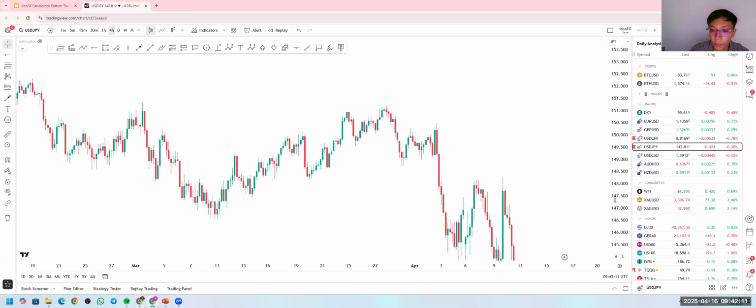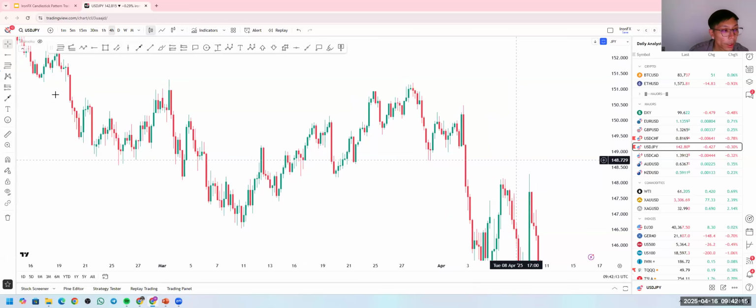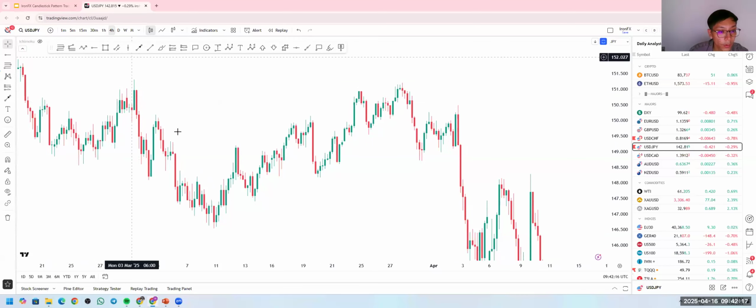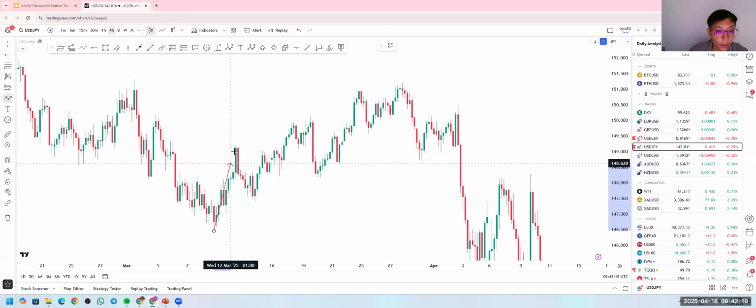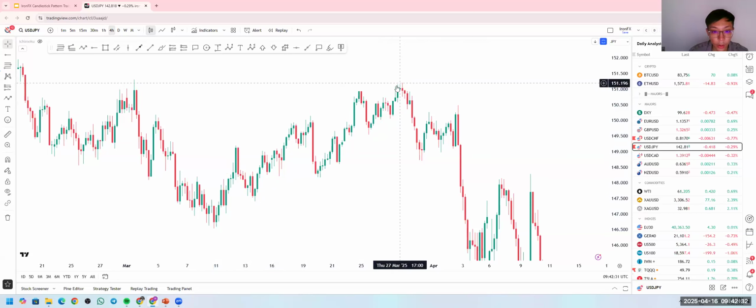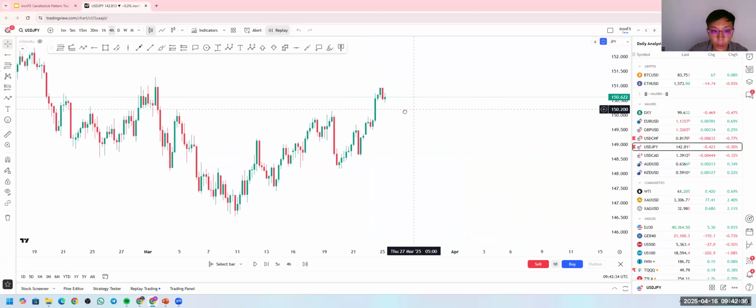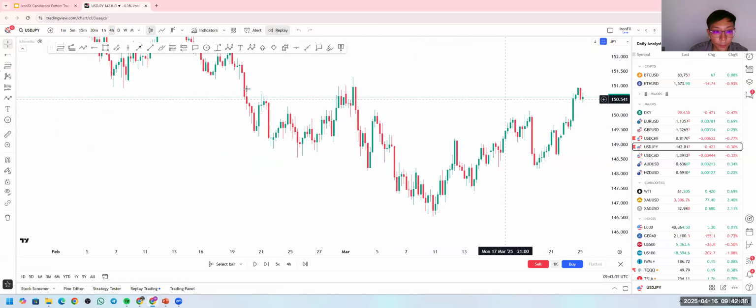H4. Okay, looking at this, we have clear market structure over here. Higher low, higher high, higher low, higher high, higher low, higher high. At this point, right here.